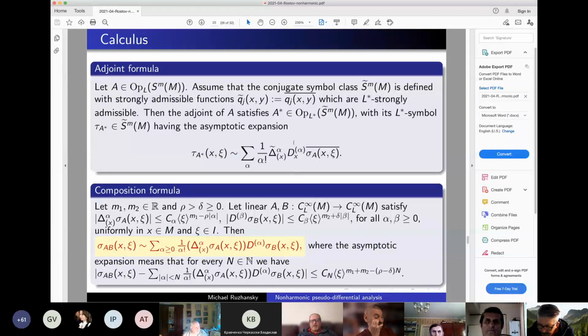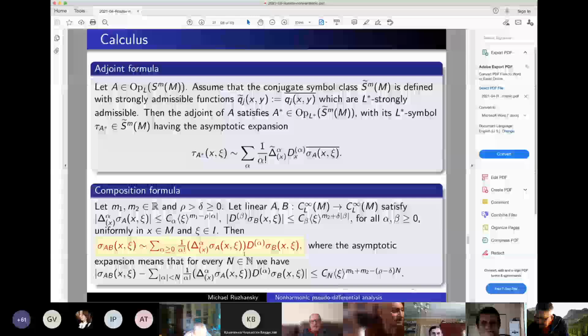The formula here coincides, if you are familiar with the pseudo-differential theory on R^n, then you will recognize this. This is the usual formula on R^n. This is the usual formula that we want to have. Composition formula: if you have two symbols in two symbol classes of order m1 and m2, then the composition is again in the symbol class of order m1 plus m2. And we have the asymptotic formula for the composition.